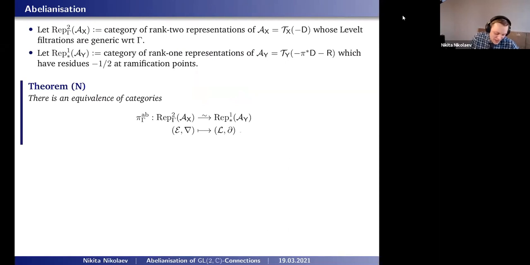So, at least I'll certainly be able to state the theorem. Now I'm defining properly these two categories that I mentioned before. On the one hand, I have this category of rank 2 representations, and the genericity assumption that I specify is that I want those canonical locally defined Levelt filtrations to be generic with respect to this graph, so that over each diamond I get these flat decompositions.